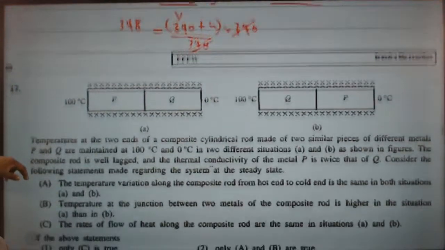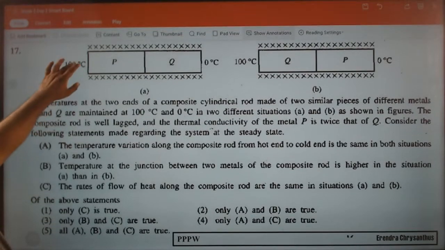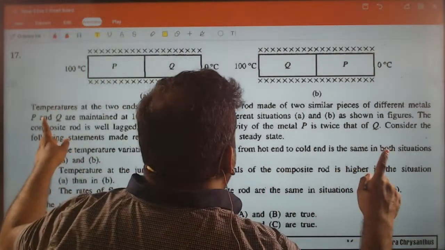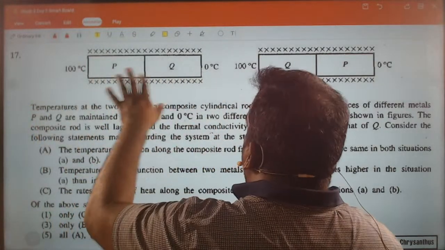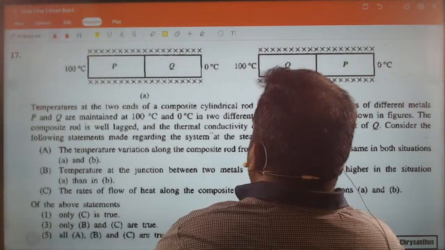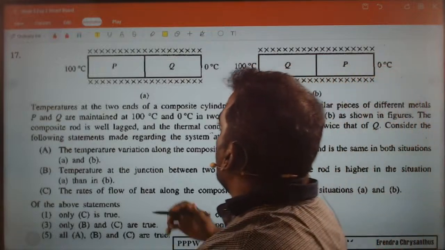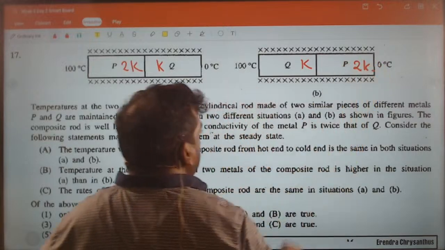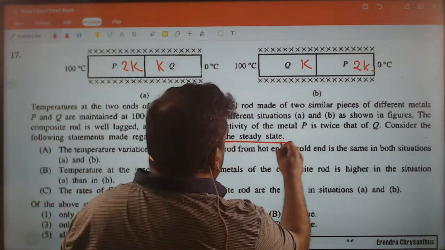Question number 70. Statement question. Good one. I'm sure you have negotiated this earlier. Temperatures at two ends of a composite rod made of two similar pieces of different metal are maintained at 100 and 0. The composite rod is well lagged. Thermal conductivity of P is twice that of Q. So 2K here, K here. K here, 2K there, right. Statement regarding steady state.